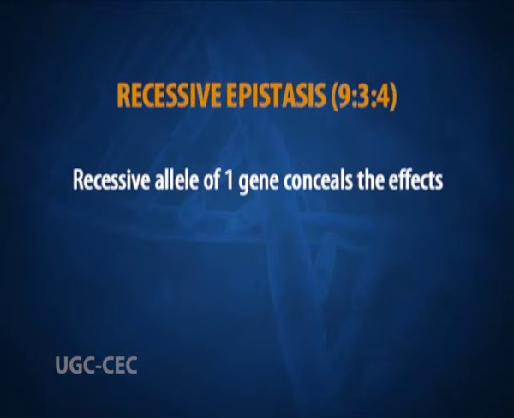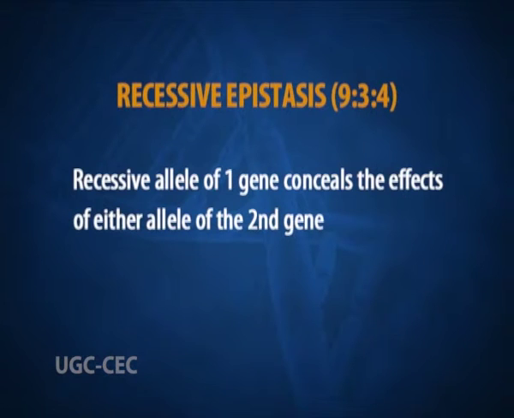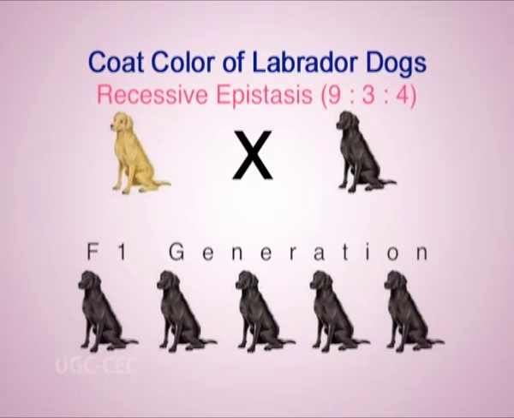When the recessive alleles of one gene conceal the effects of either allele of the second gene, it is called recessive epistasis. The color of the coat of a Labrador dog is a classical example of this type of effect. A golden colored Labrador was crossed with a black colored Labrador. Then in the F1 generation, all black colored Labradors were produced.